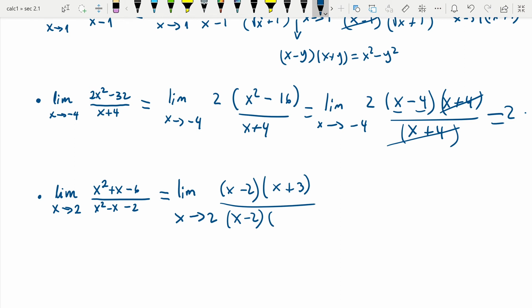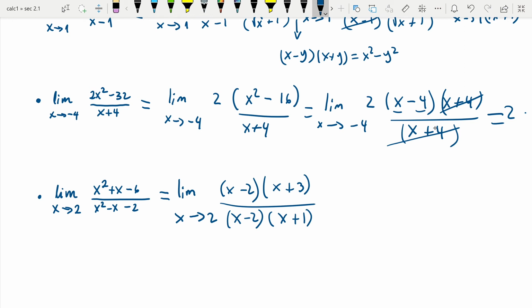The bottom again, we have a factor of x minus 2. Okay, so again, the same thing. We know x squared minus x minus 2 is just x minus 2 times x plus 1. Why? Because the coefficient in front of x is minus 1, which is the same as minus 2 plus 1. And the free term here is minus 2, which is minus 2 times 1.